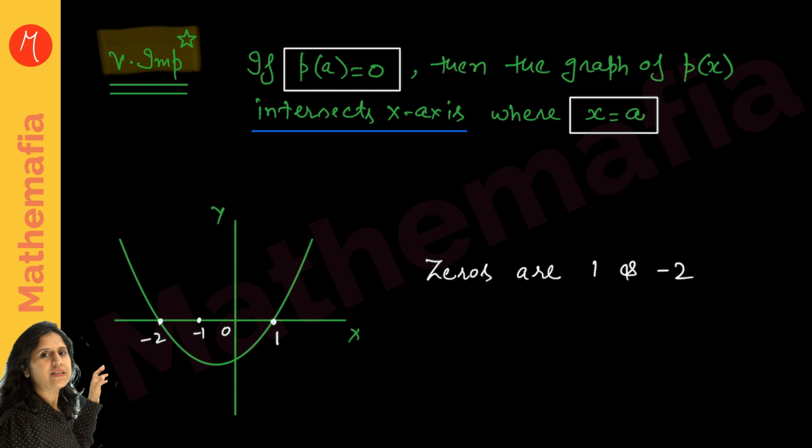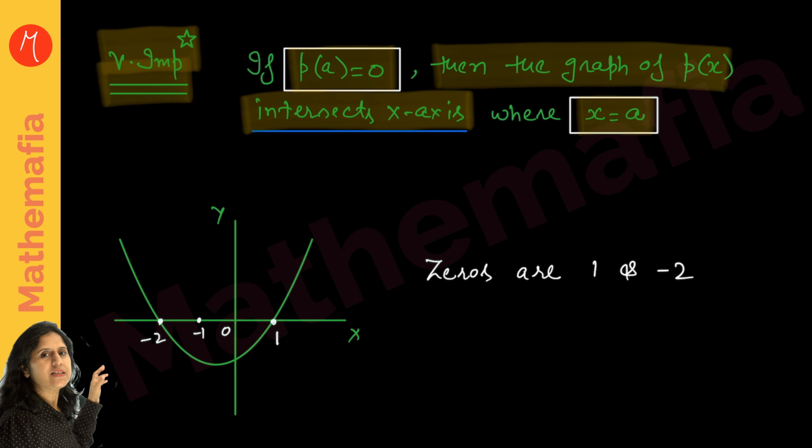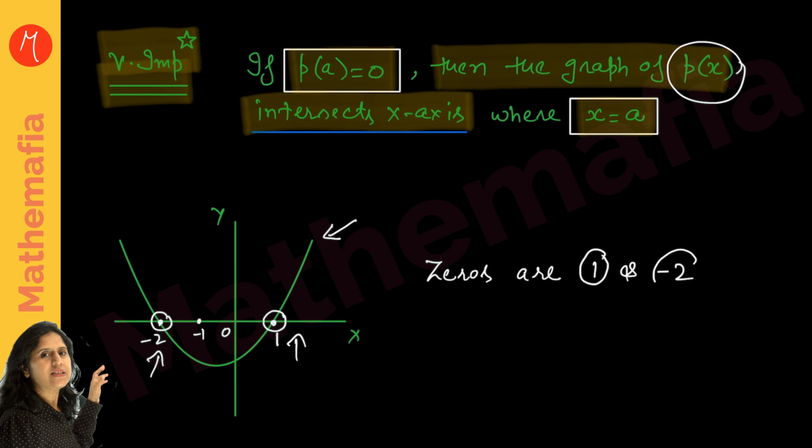Now let us study a very important concept. If p of a is equal to 0, then the graph of p(x) intersects the x-axis, where x is equal to a. Let's understand this with the help of the following graph. For a polynomial p(x), if this is the graph and it intersects the x-axis at 2 points, 1 and minus 2, then 1 and minus 2 are the zeros of p(x).